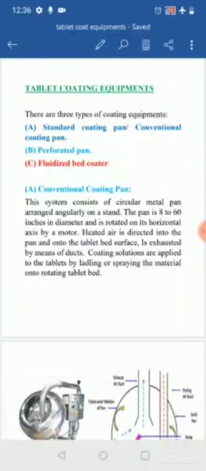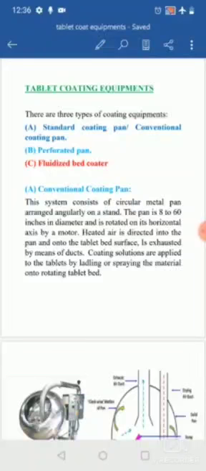Okay, so in today's class we are going to discuss the tablet coating equipment. In the previous class we discussed the coating of tablets, and the types of coating: the sugar coat, the film coating, and the enteric coating. So in today's class we are going to discuss the equipment which is used for the coating of tablets. When coming to the equipment, generally there are three types.